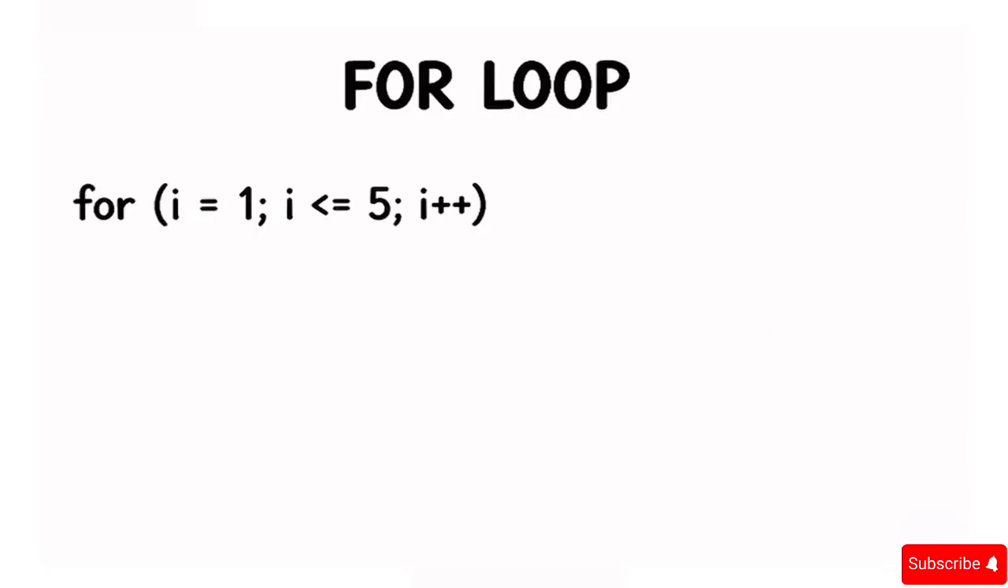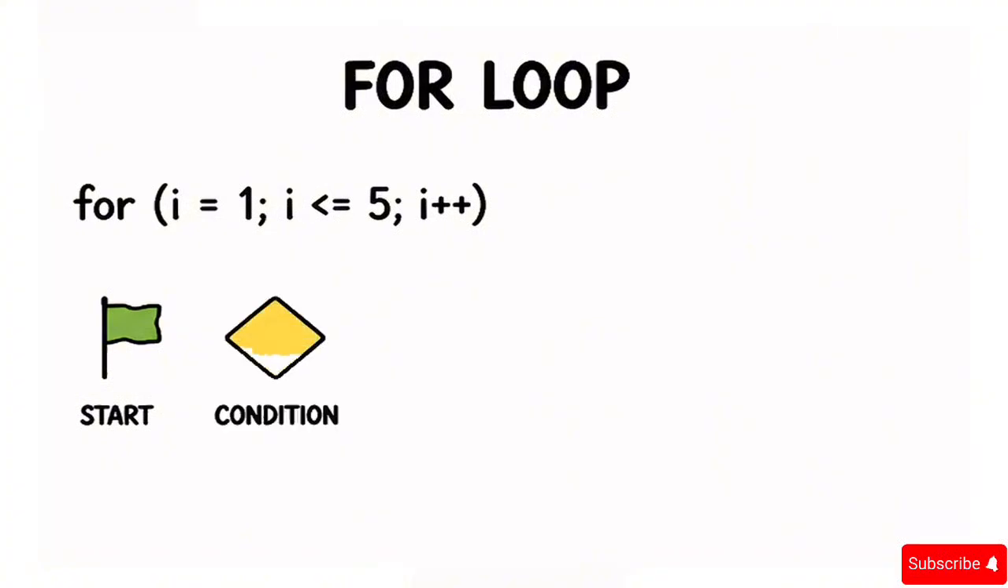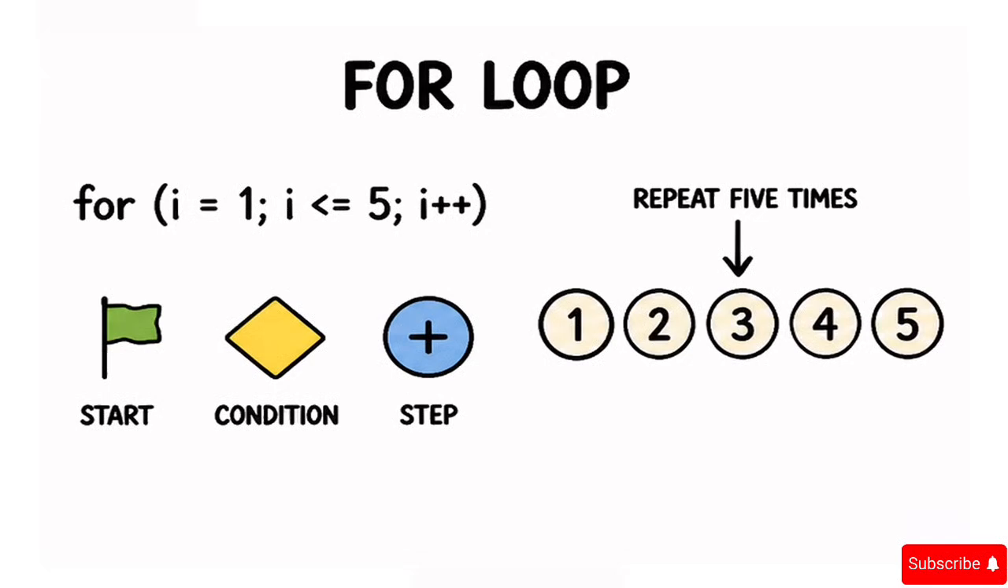A for loop is used when you know how many times to repeat. It has 3 parts: start, condition, and step. For example, start at 1, repeat while I is less than or equal to 5, and add 1 each time.